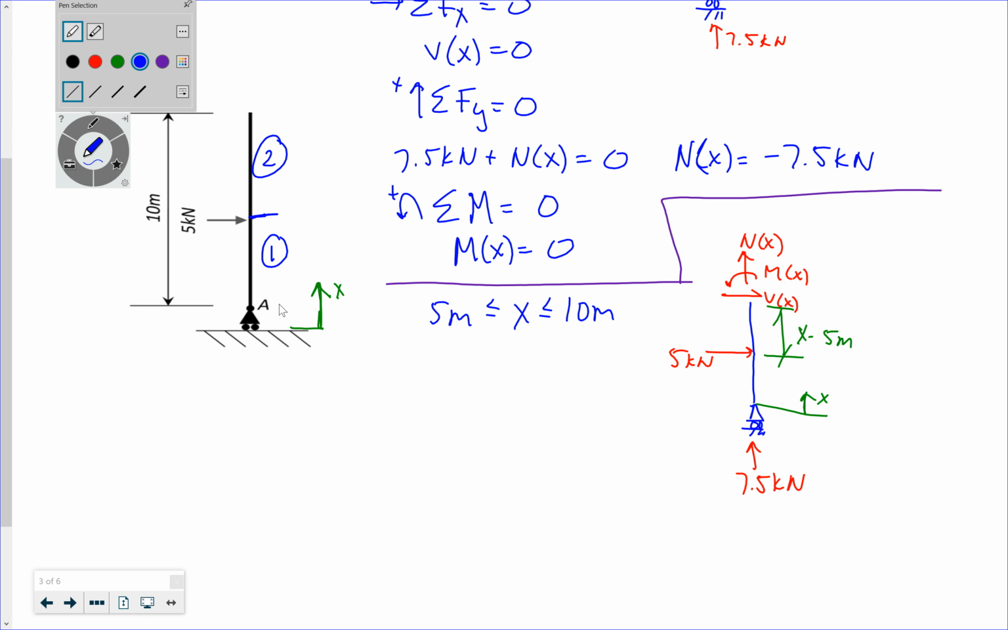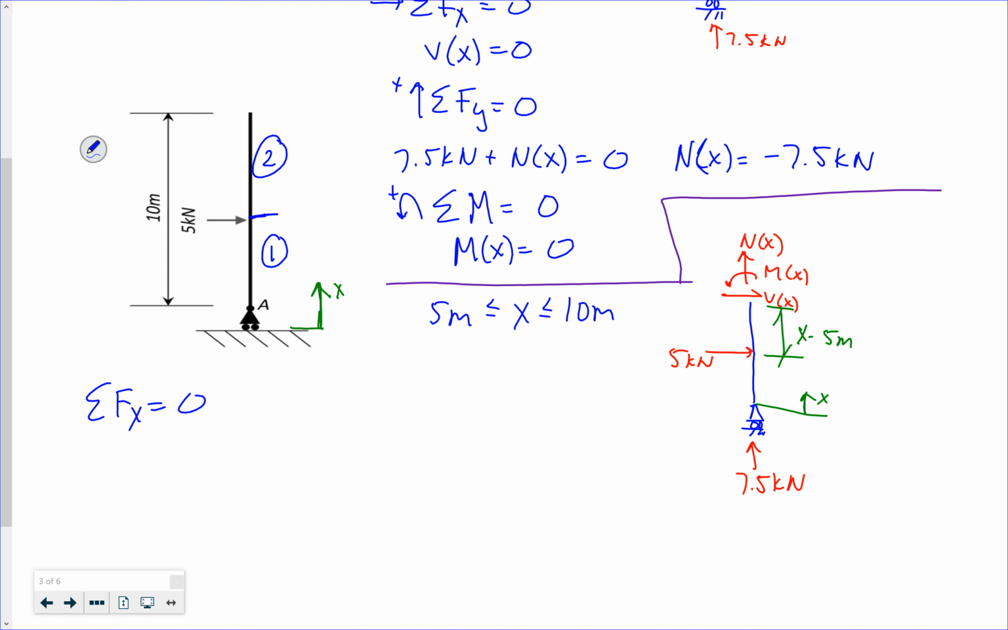So let's see. Sum of the forces in the x direction. Well, now I do have one, right? I have my 5 kilonewtons and my shear. So my shear function is negative 5 kilonewtons.